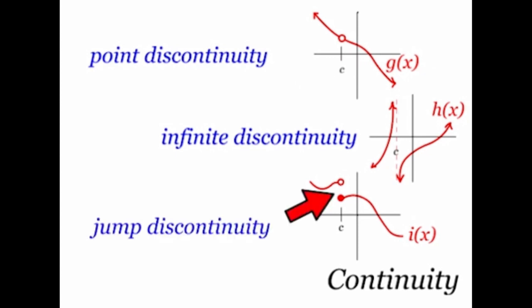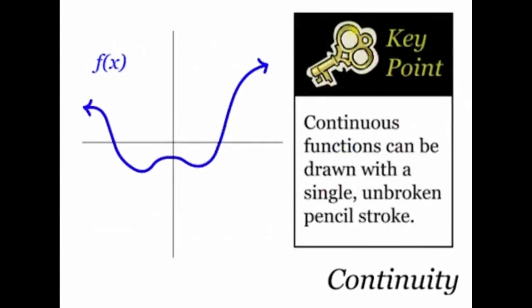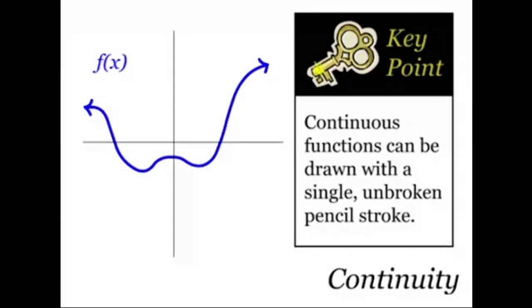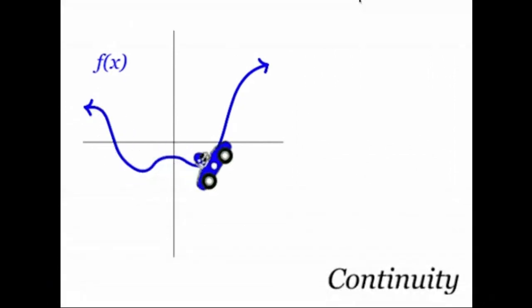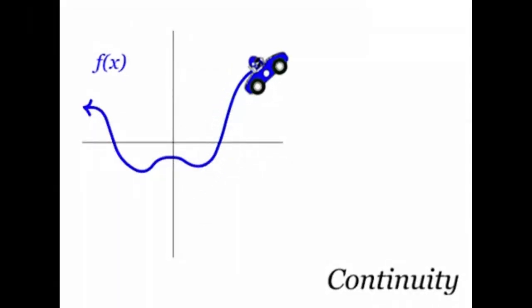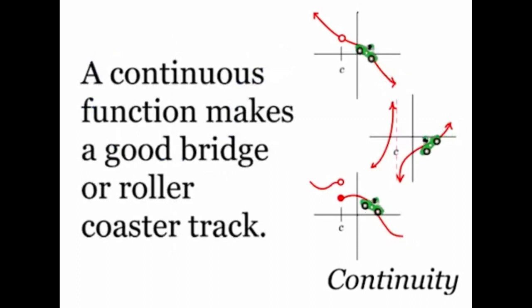And finally here on graph i, it just snaps in the middle. And that's called jump discontinuity. Now how can you judge just by looking at the graph of a function if it's continuous or not? Well, a continuous function makes a good bridge. Now see, if I drive across the graph of f, it holds up nicely. Whereas if I try to drive across the graphs of the other functions, I might either fall through or fall off.